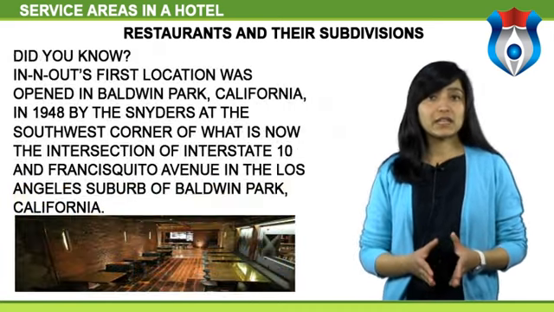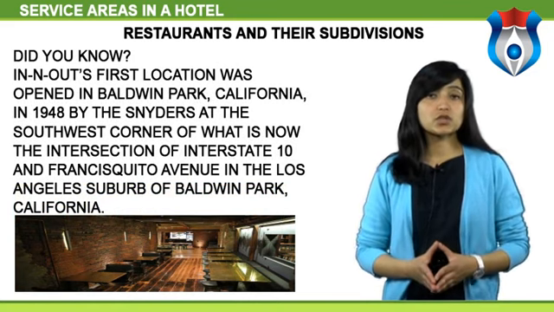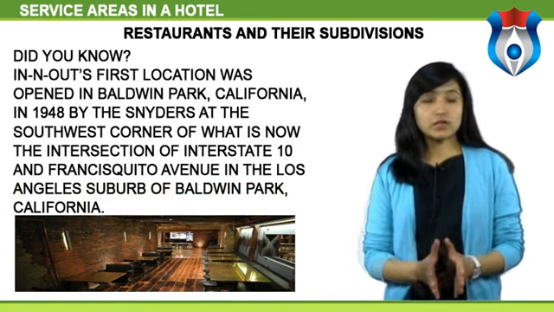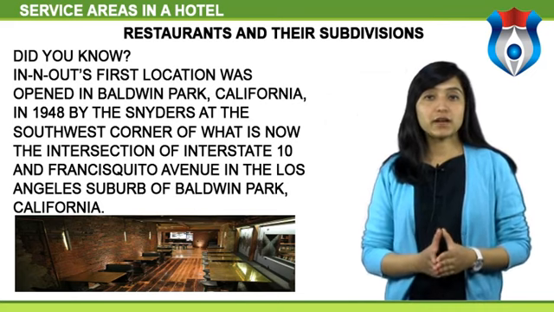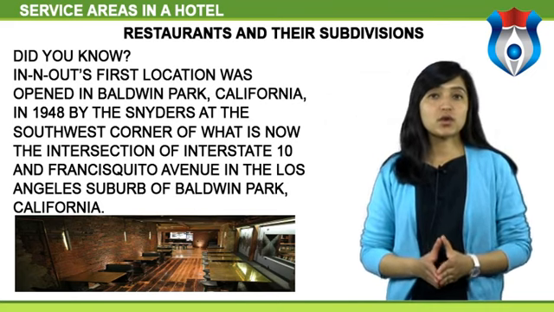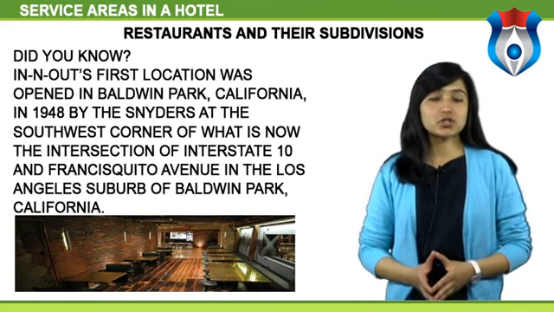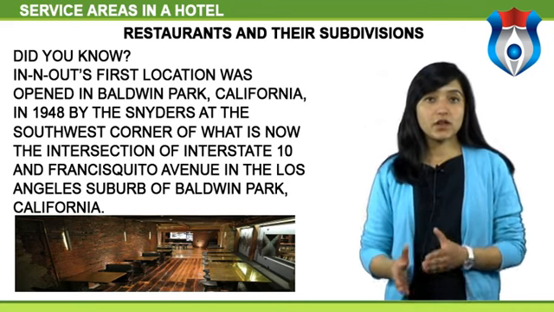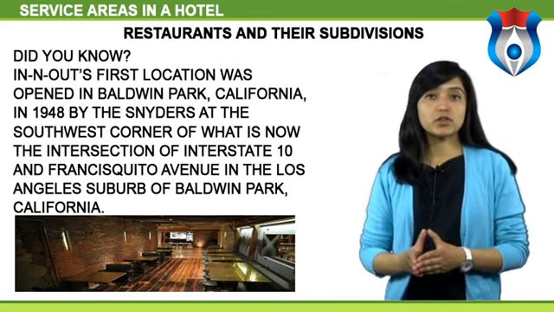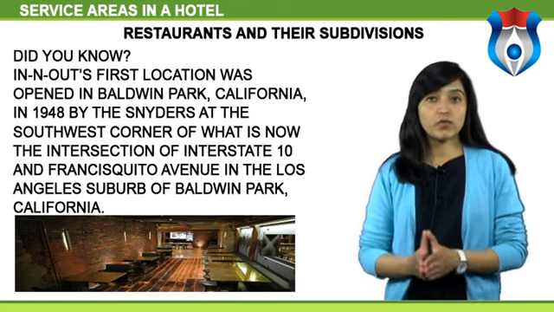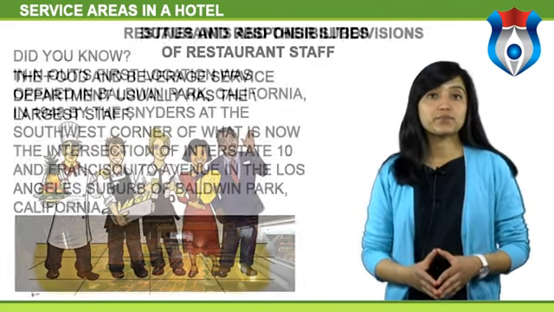Did you know, In-N-Out's first location was opened in Baldwin Park, California in 1948 by the Snyders at the southwest corner of what is now the intersection of Interstate 10 and Francisquito Avenue in the Los Angeles suburb of Baldwin Park, California.